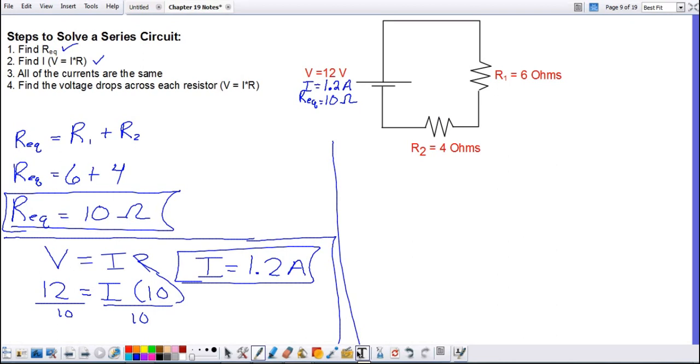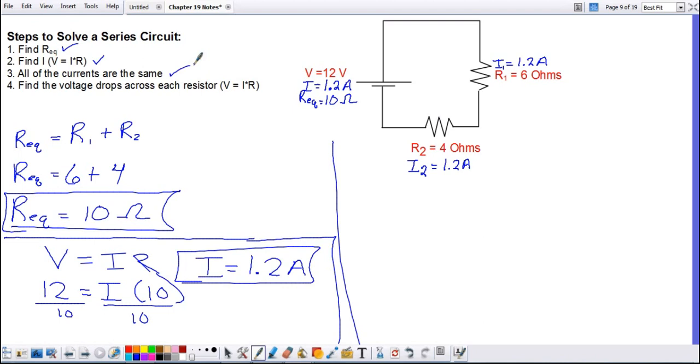Step 3, all of the currents are the same. Okay, the current's the same everywhere. Okay, it's like a one-lane path, so they've all got to be going the same speed. So that means the current at resistor 2 is 1.2 amps, and the current at resistor 1 is 1.2 amps.